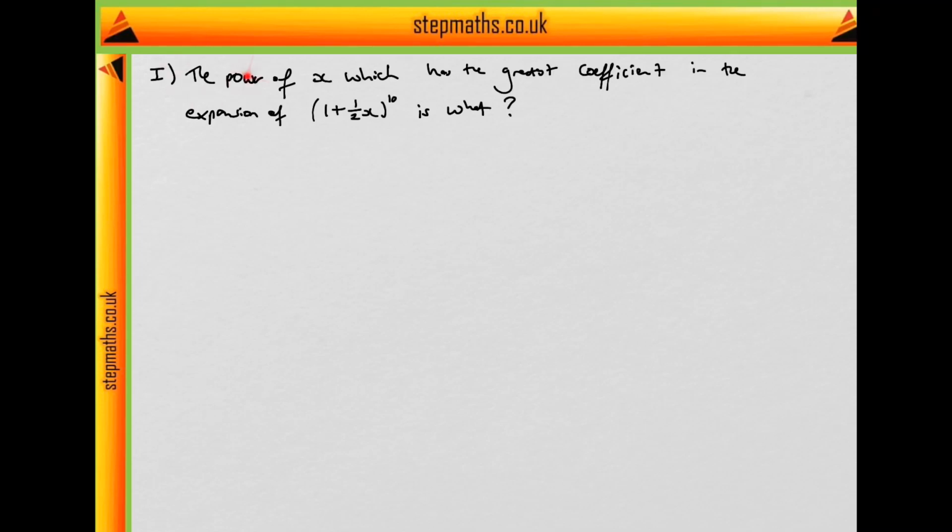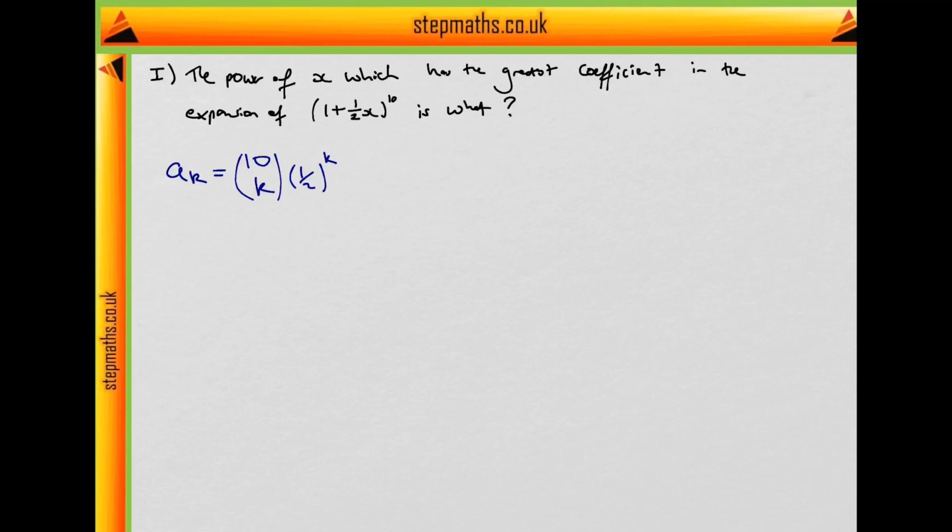Well, in question one, we'll ask what power of x has the greatest coefficient in this expansion here? Okay, so what's an arbitrary coefficient going to be? Well, an arbitrary coefficient, which we'll denote as a sub k, will be 10 choose k times 1/2 to the k.